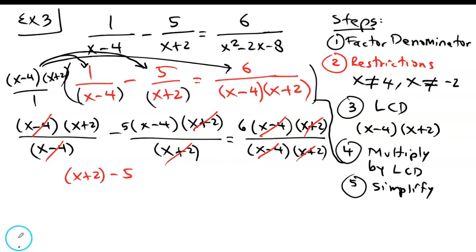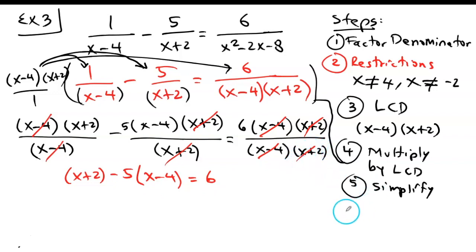Minus 5 that multiplies the x minus 4, because that's what is left on the top. Equals. Alright, let me double check. x plus 2 minus 5 times x minus 4 equals 6. Everything was cancelled. Alright, what do I do now?